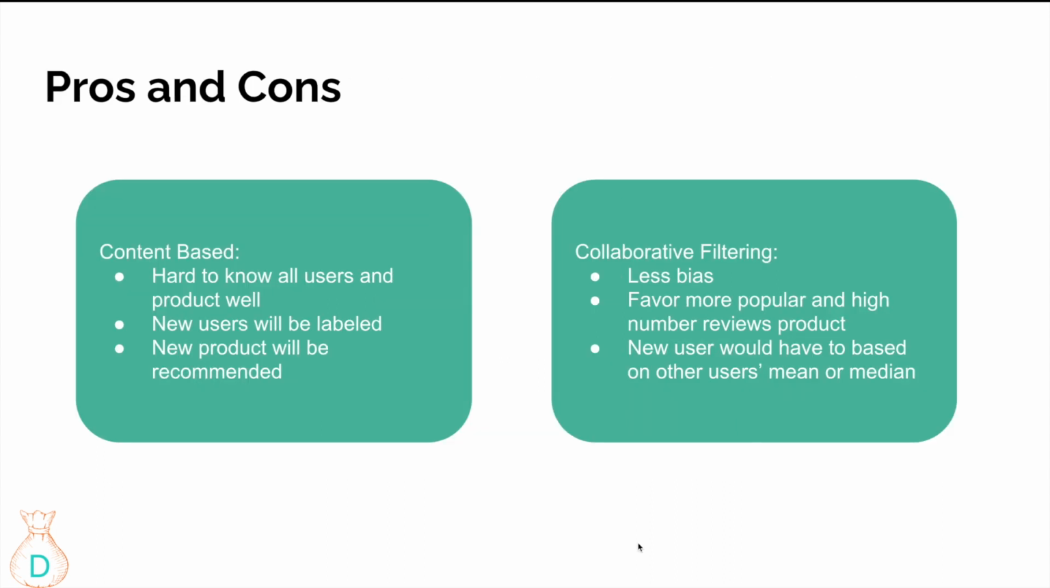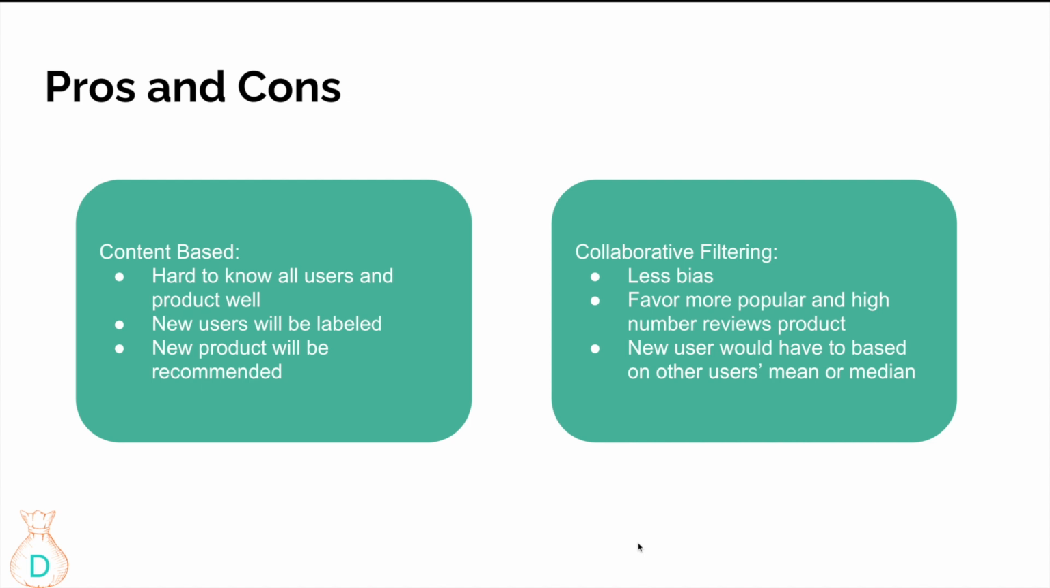So, high level pros and cons of content based versus collaborative filtering. With content based, it's harder to know all your users and products super well, unless you have been working in this industry for years and years. So that's a con for using content based. But a pro for using content based is that even if the user is super new, they just created an account, you will have the user being labeled.